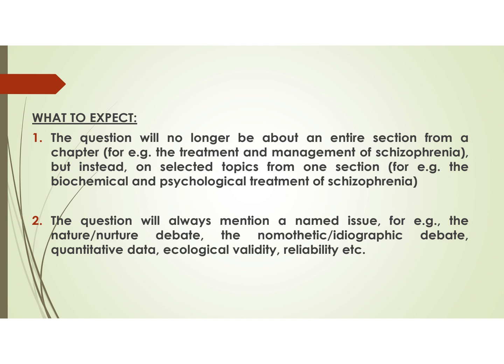So this question could be, evaluate the biochemical and psychological treatment of schizophrenia, including a discussion on the nature-nurture debate. Or it could also be, evaluate the biochemical and psychological treatment of schizophrenia, including a discussion on generalizability, for example. So you're not restricted to just research methods, you're not restricted to just issues and debates. You must use, or you can use, both. And the named issue can be in either of these. So that's the first couple of points about what to expect in the evaluation.